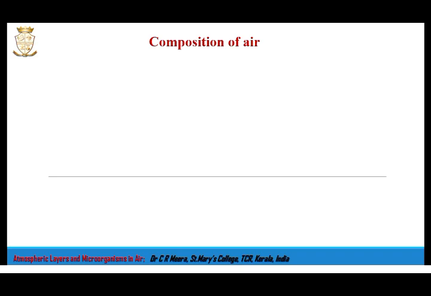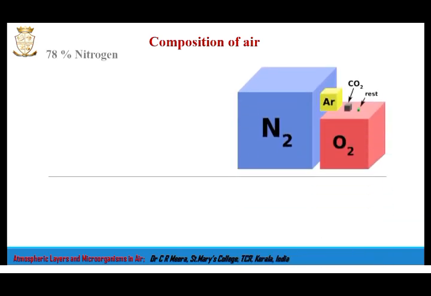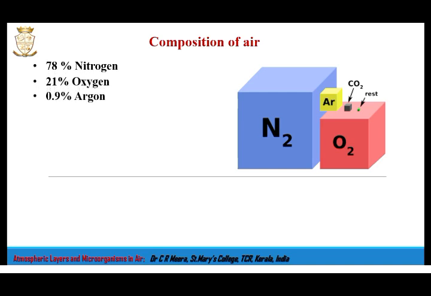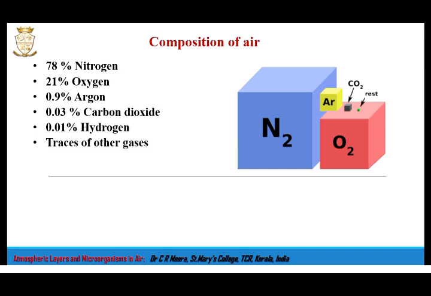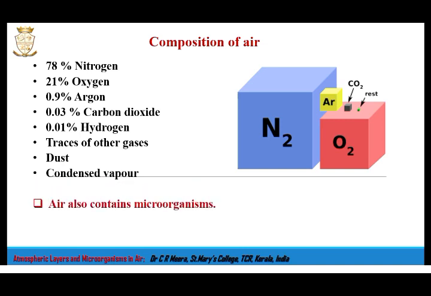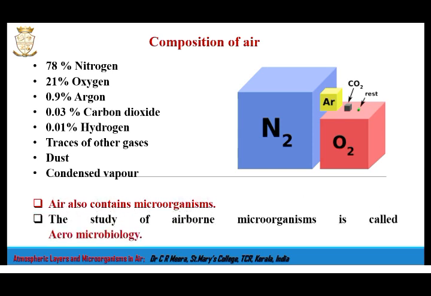The atmosphere consists of 78% nitrogen, 21% oxygen, 0.9% argon, 0.03% carbon dioxide, and 0.01% hydrogen, traces of other gases, dust, and condensed vapor. In addition to all these, air also contains microorganisms. The study of airborne microorganisms is called aeromicrobiology.